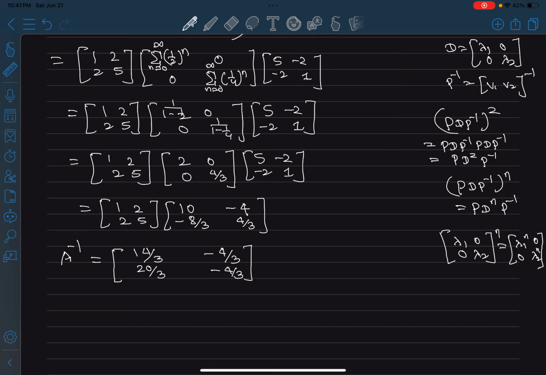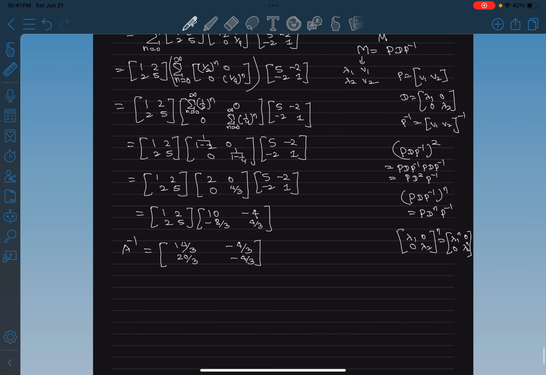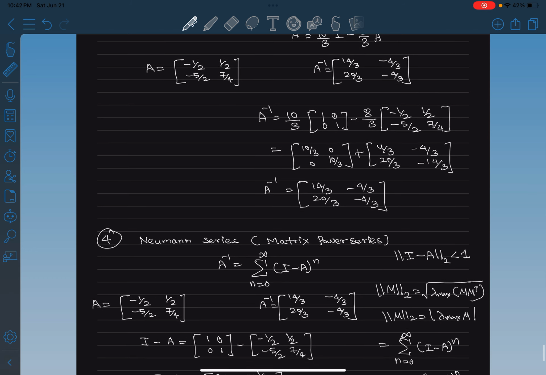This one is pretty interesting for me because you are doing an infinite sum and you're getting the inverse. This is so weird and so nice. And that actually gives us the inverse: 14 over 3, minus 4 over 3, 20 over 3, minus 4 over 3. This last one and second last one, it's just out of this world. I didn't even have words to describe this. It's just brilliant.